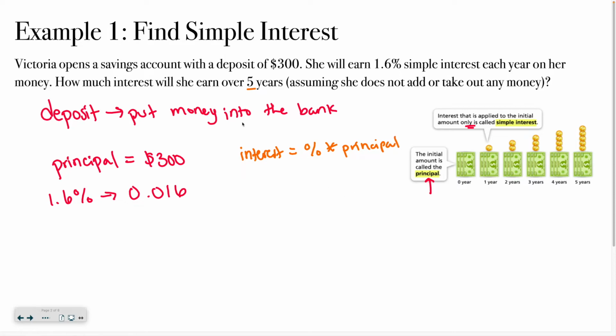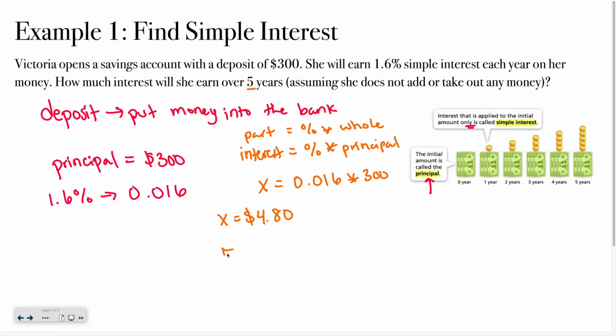Okay, so another way of looking at that, our interest in dollars is represented as the part, and then the principal represents the whole. And I just want to put that out there to help you make connections. Okay, so I'm going to just use X for interest, and then our percent is 0.016, and our principal is 300. If I were to type that into a calculator, I would find out that that is $4.80 per year.